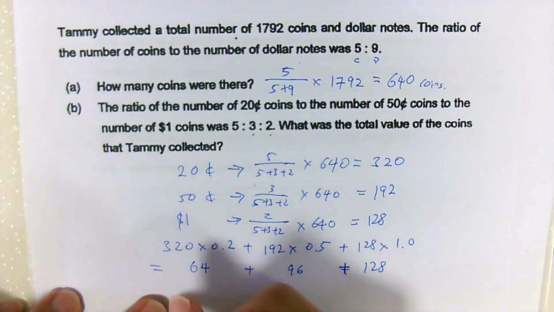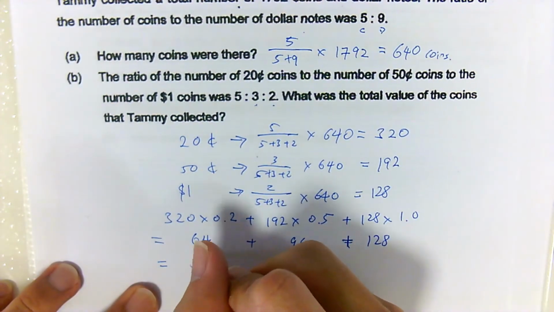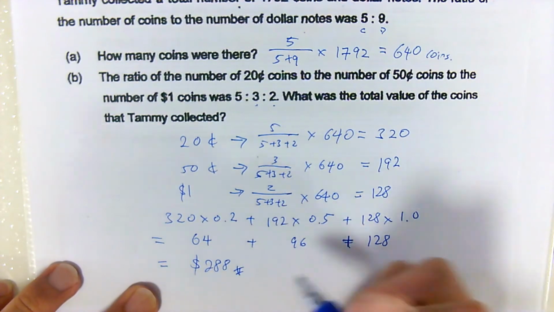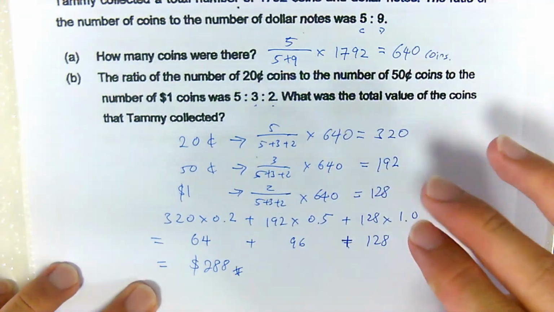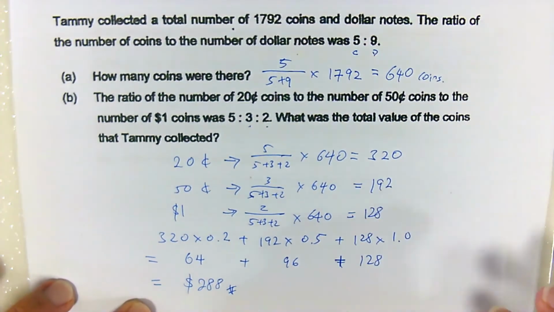So add all these values of the coins up all together, and you're going to get 288. Okay, so this is what you're going to do. Be careful, this question is a little bit long, it's a little bit tedious, but it's not that difficult. Alright, done.